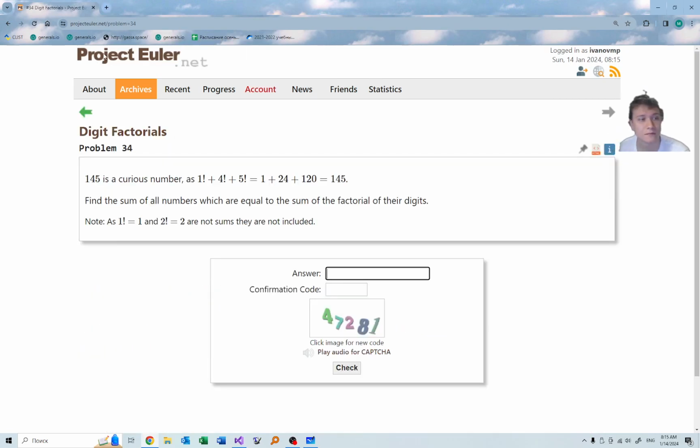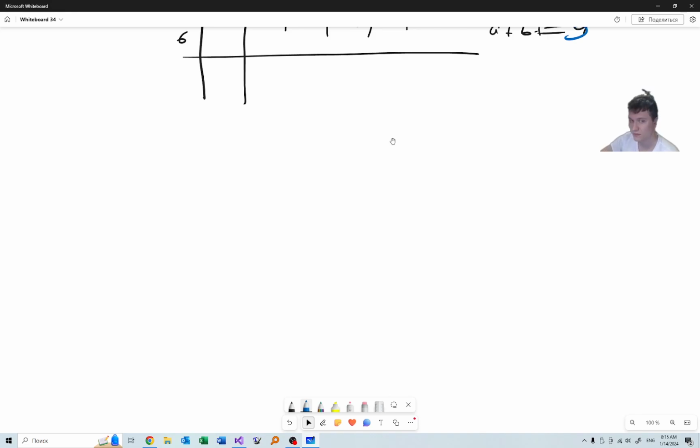Problem 34. 145 is a curious number as it is equal to the sum of factorials of its digits. Find the sum of all numbers which are equal to the sum of the factorial of their digits. Let's again start with analysis. So we have some number and it should be equal to the sum of factorials of its digits.